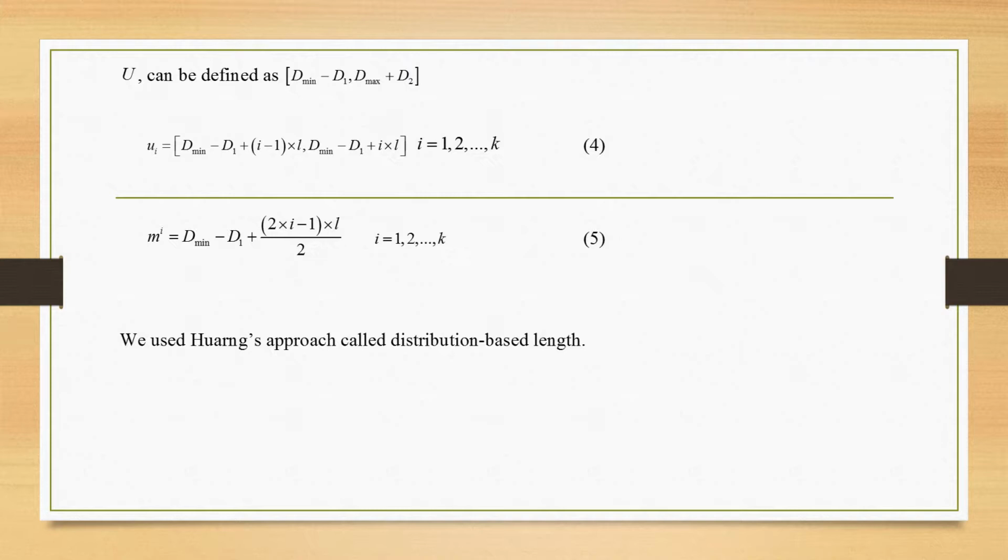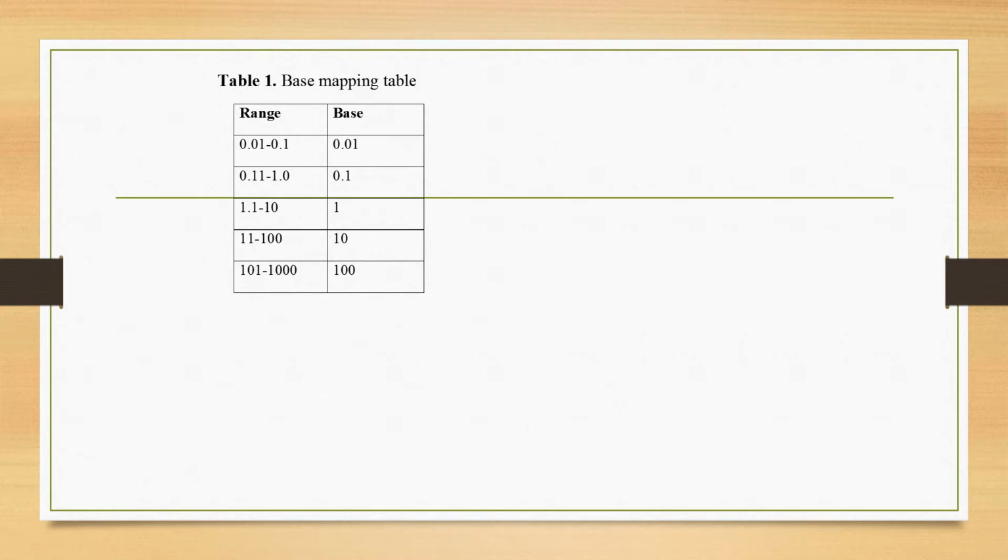In this step, we use Huang's approach for determining the length of intervals, which is called distribution base length. It is calculated according to the distribution of the first differences of data. Its algorithm is clearly summarized as below. First step, calculate all the absolute differences between Ai+1 and Ai as the first differences, and the average of the first differences. Second step, according to the average, determine the base for length of intervals by following table 1.